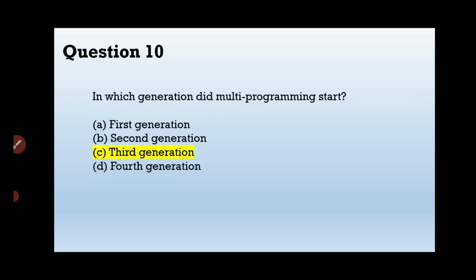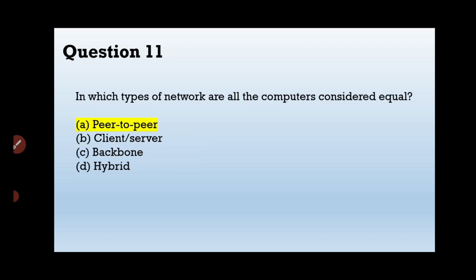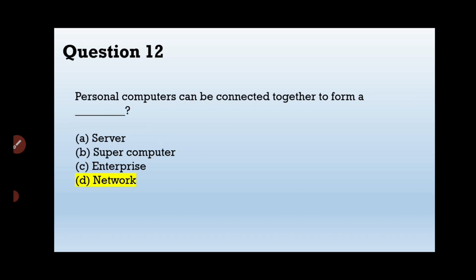Question number 10. In which generation did multi-programming start? Your correct option is option C, third generation. Question number 11. In which type of network are all the computers considered equal? Your correct option is option A, peer-to-peer.